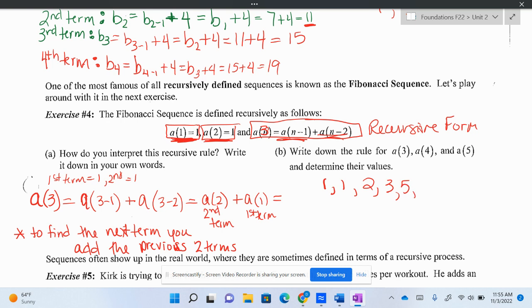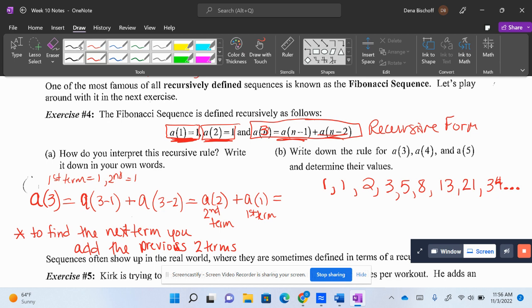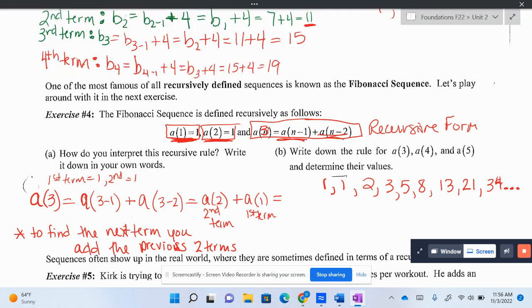To find the next term, we take the 2 numbers before that. Keep going. 21 and 34 and... Do you guys see what we're doing? So let me try to color it in. We added these 2. Yeah, that's the hard part, figuring out the formula.